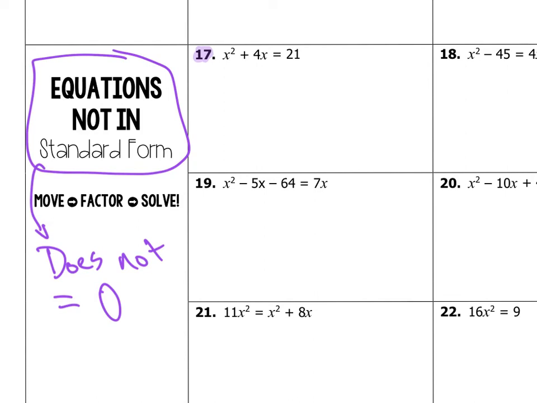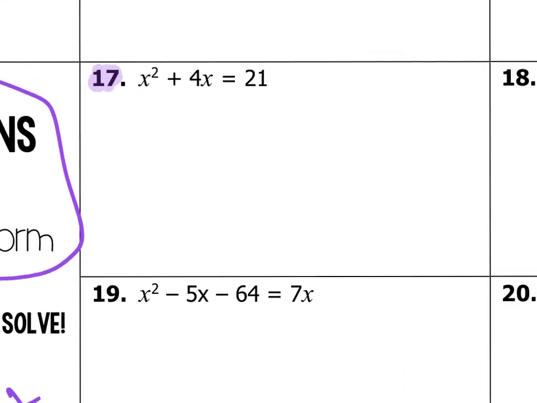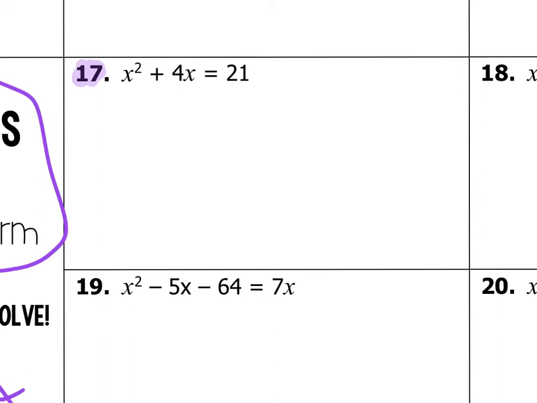All right? Now, that sounds funky, but here's the basic idea. We want a trinomial or an equation to equal 0. So I'm looking at number 17, and I don't want x squared plus 4x equal 21. I want x squared plus 4x plus something else to equal 0. So what I want to do is move this 21 to the other side, because when we do that, we're going to have 0. We're going to have nothing on the right side, and 0 represents nothing.